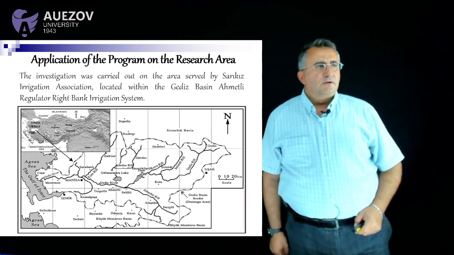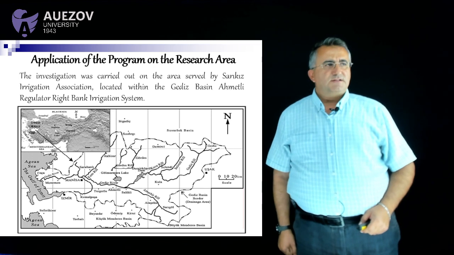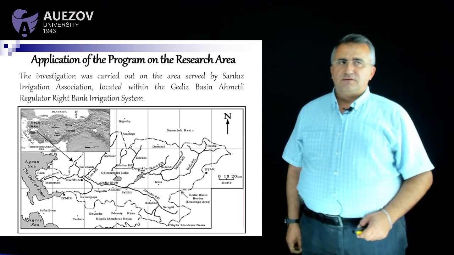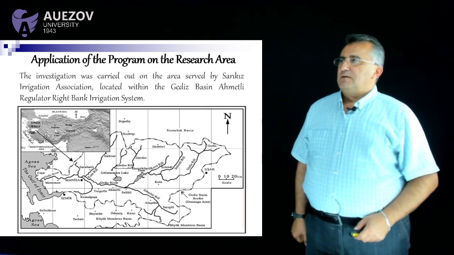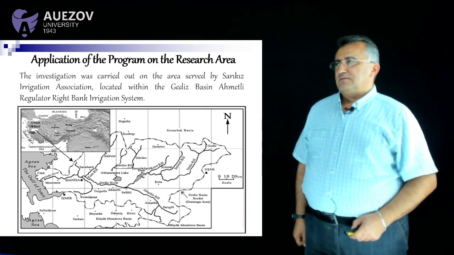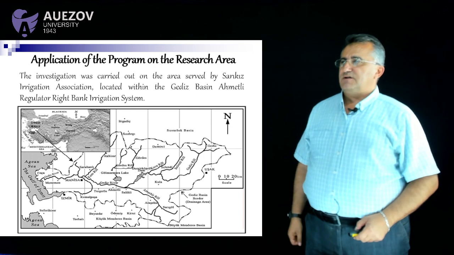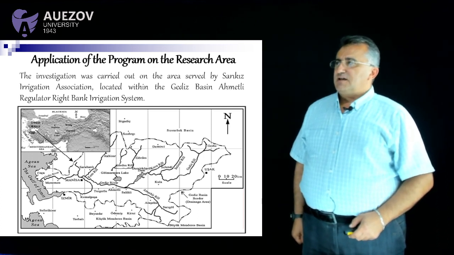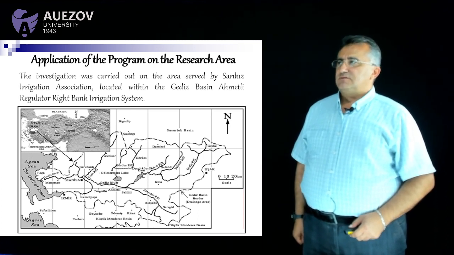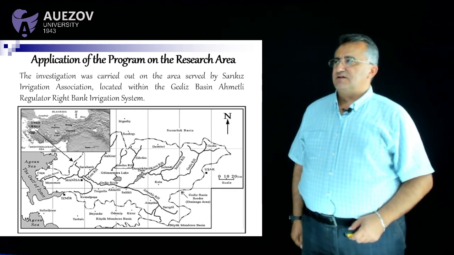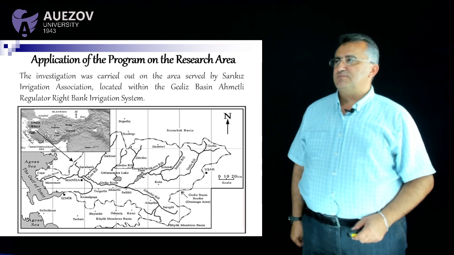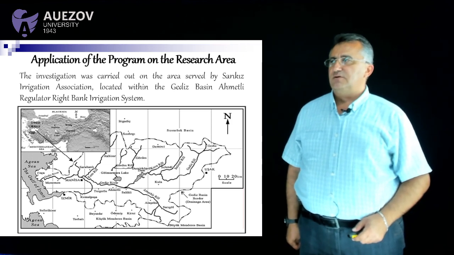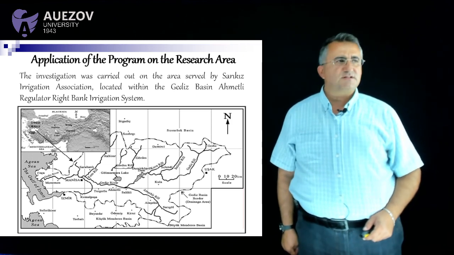So, when this model is applied on real agricultural production conditions, we can see from here. The investigation was carried out on the area served by Sarıkız Irrigation Association, located within the Gediz Basin, Ahmetli Regulator, Right Bank irrigation system in Turkey.